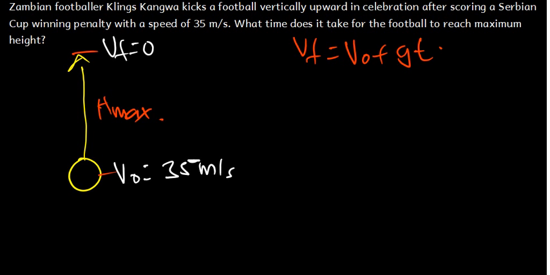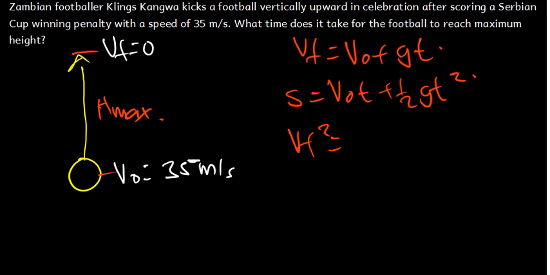Now, the second one: you can either use s as a displacement or d as a distance, which is just the same thing. But in this case, I'm going to use h. s is equal to v initial times t plus half g t squared. Then we also have the final velocity squared is equal to v initial squared plus 2gs. Now in this case, s is the same as the h max.